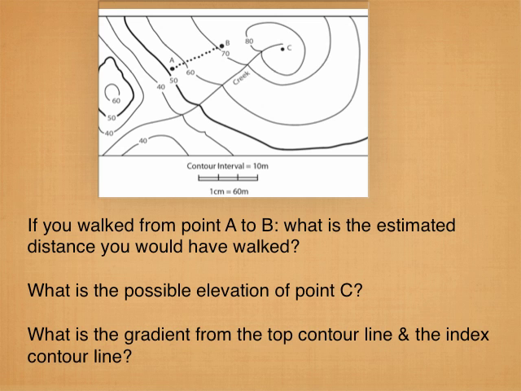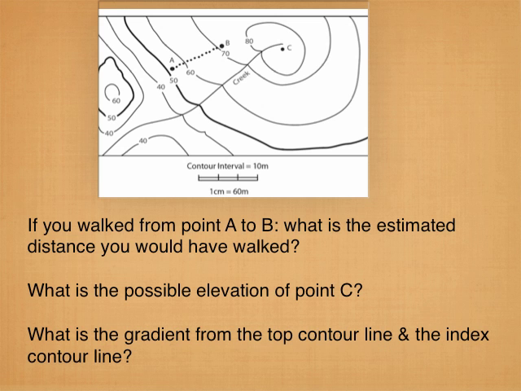So that would be the estimated distance that I would have walked from those positions. What is the possible elevation of point C? Because there's no X next to C, I know that it's not quite 90. So it could be anywhere from like 82 to 89, because it's an estimate, since I don't have a side view of it with how tall it actually would go up.